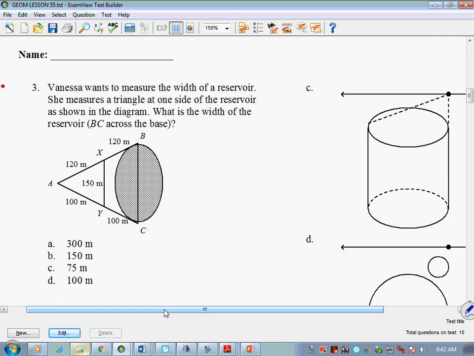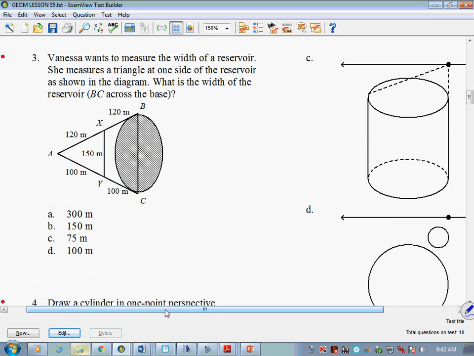Let's come down here and look at question number 3. Vanessa wants to measure the width of a reservoir. She measures a triangle at one side of the reservoir, as shown in the diagram. What is the width of the reservoir, which is represented by BC, across the base? I'm going to look for some different answers. Austin? It would be 300. How did you find it?